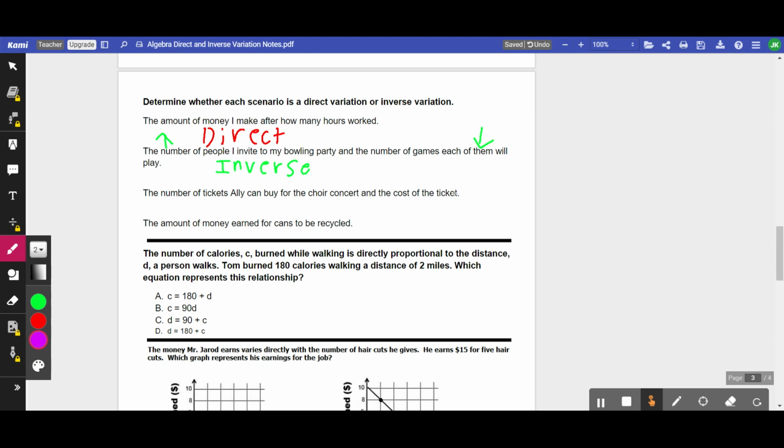And then for the next one here, it says the number of tickets Allie can buy for the choir concert and the cost of the ticket. I'll start down here and then go there. So the cost of the ticket, so she has like a set amount of money. So the more the ticket costs, the fewer tickets she could buy, which means as the cost of the ticket decreases, the more she could get. So they're going two different directions there. So this would be inverse then.